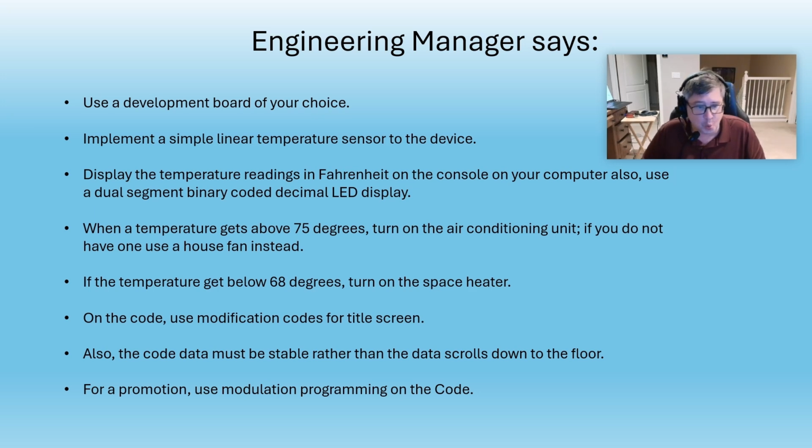So here's the scenario. When the temperature gets above 75 degrees, turn on an air conditioning unit. If you've got an old one, great. I don't, so I have to use a fan. If it gets below 68 degrees, it's too cold, and we turn on a space heater. So your little sensor will regulate the area around you. It's pretty good. There are other sensors that are better, but we're just going to use a linear sensor for right now.